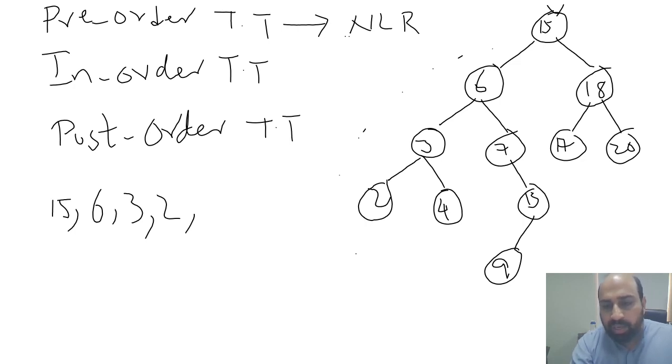So we did 2, we came back to 3, we already did it, and then go to the right side, that is 4, print it. Then go back to 3, we did it. Go to the 6, we already printed it. Go to the right subtree, that is 7, print it, 7.